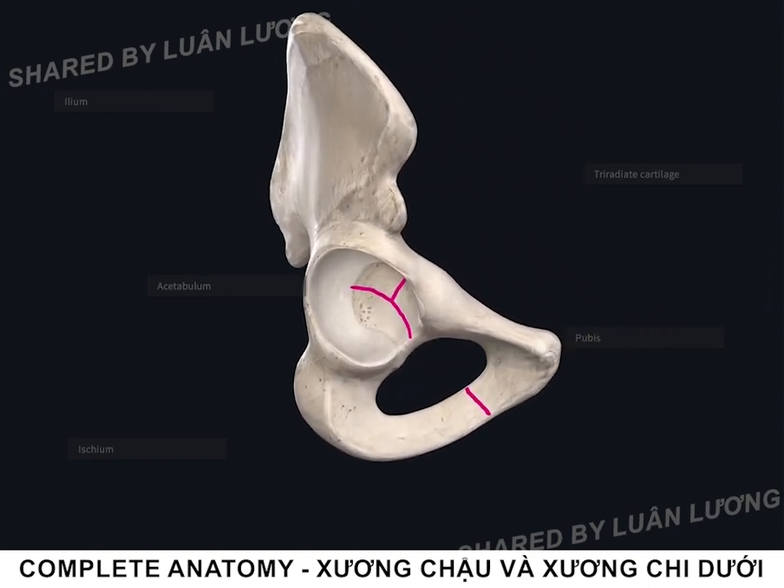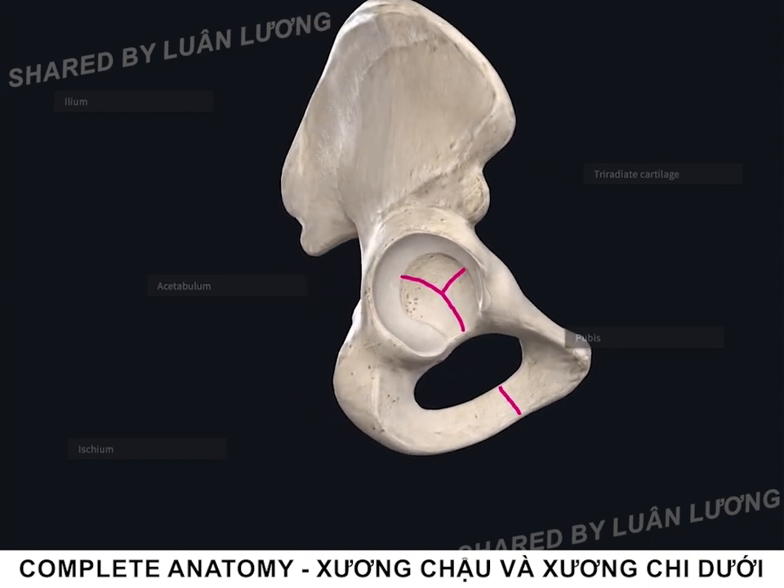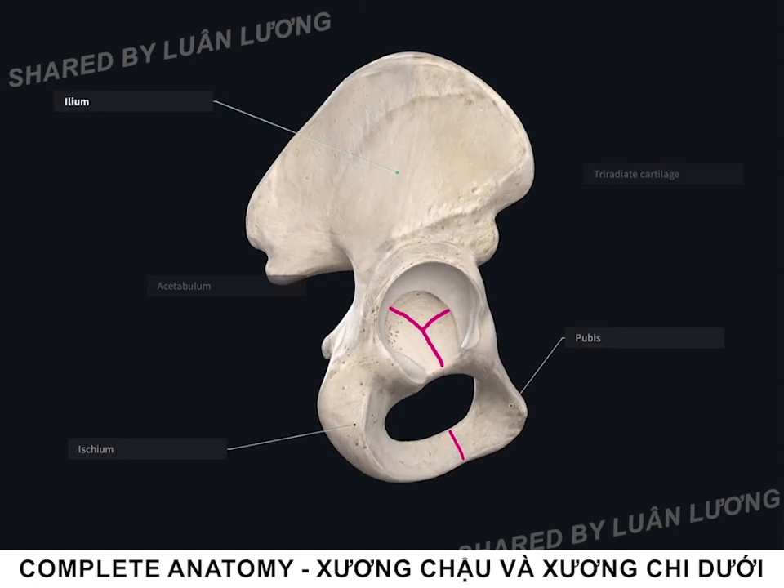they have joined together. The 3 different bones forming the hip bone are the superiorly located ilium, the anteriorly located pubis, and the inferiorly located ischium.